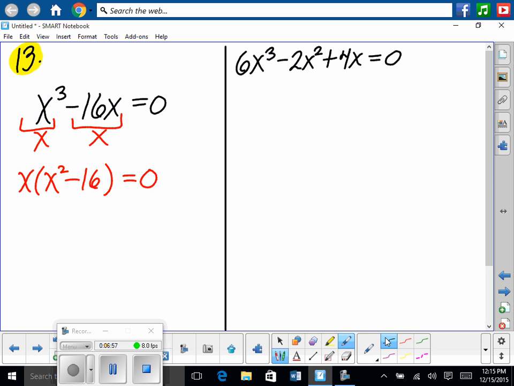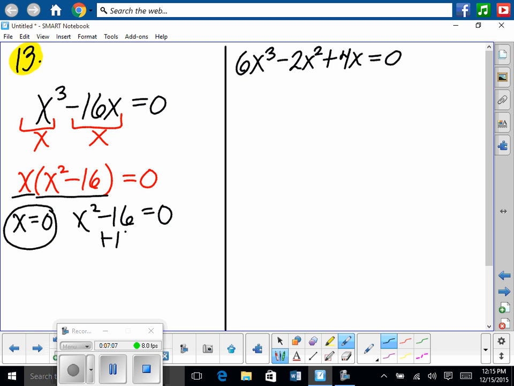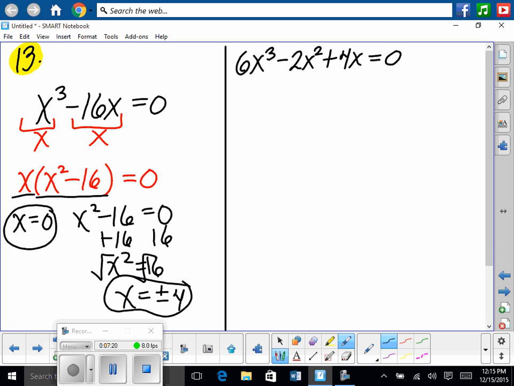The whole point of factoring is so you can set each of your factors equal to 0. So we have x is equal to 0, x squared minus 16 is equal to 0. Solve for x in each case. This one's done. We're going to add 16. x squared is equal to 16. Square root both sides. So x is equal to plus and minus 4. And there's 3 answers. There better be 3 because it was degree 3. So we've done this correctly.